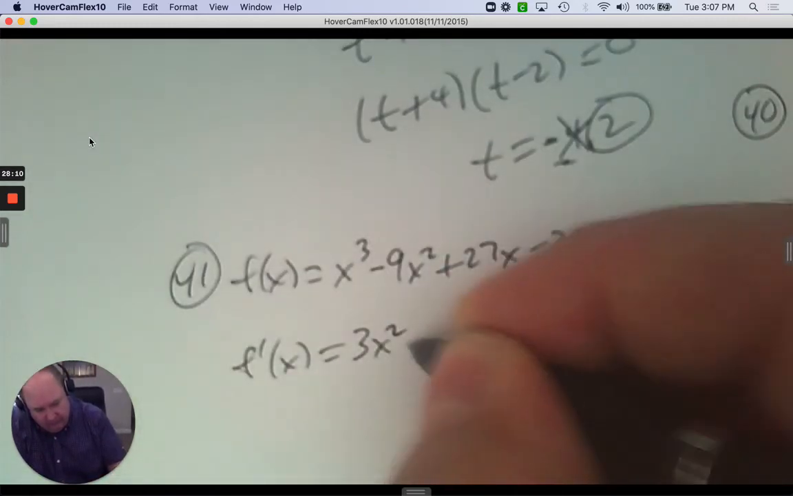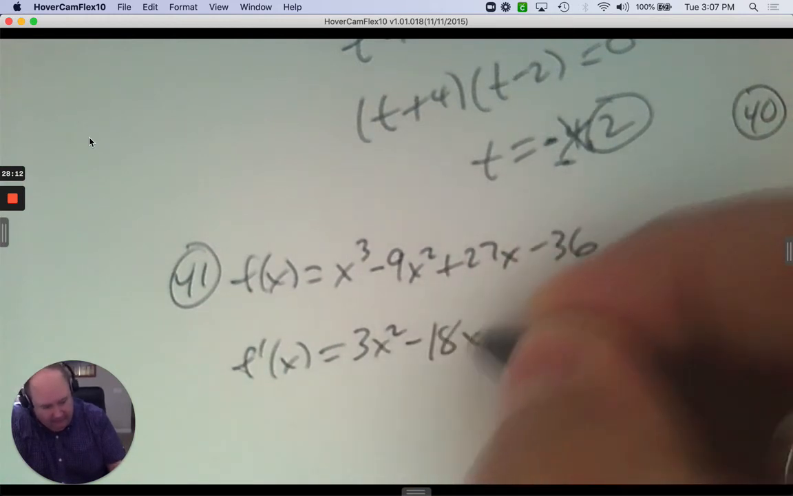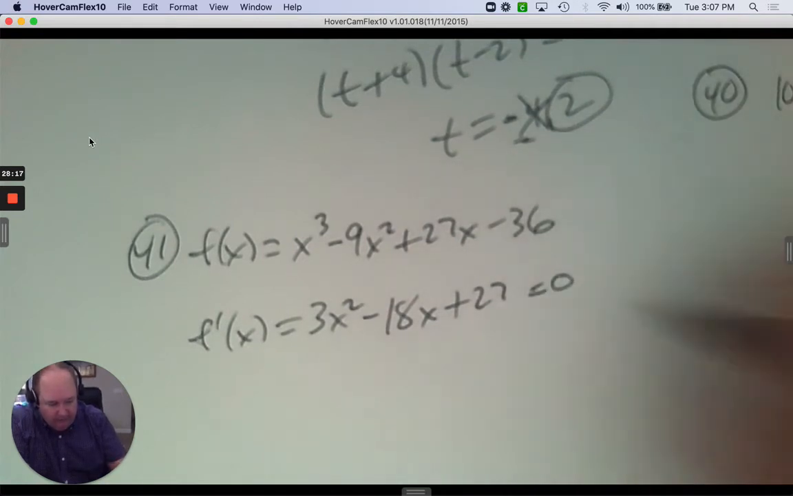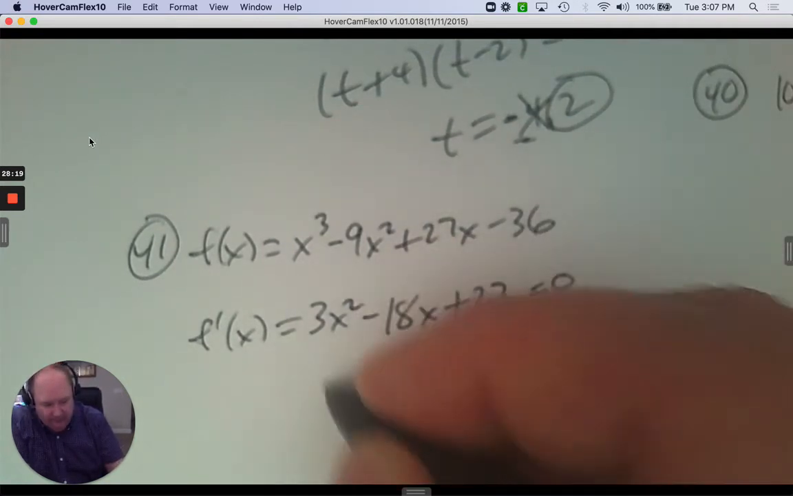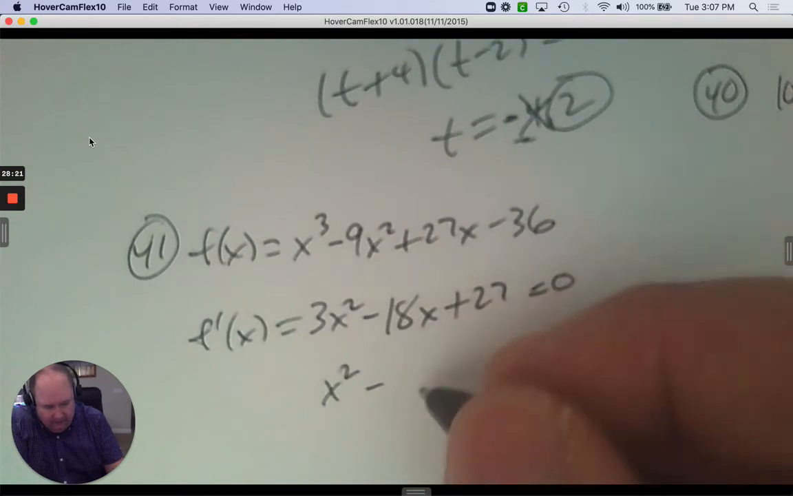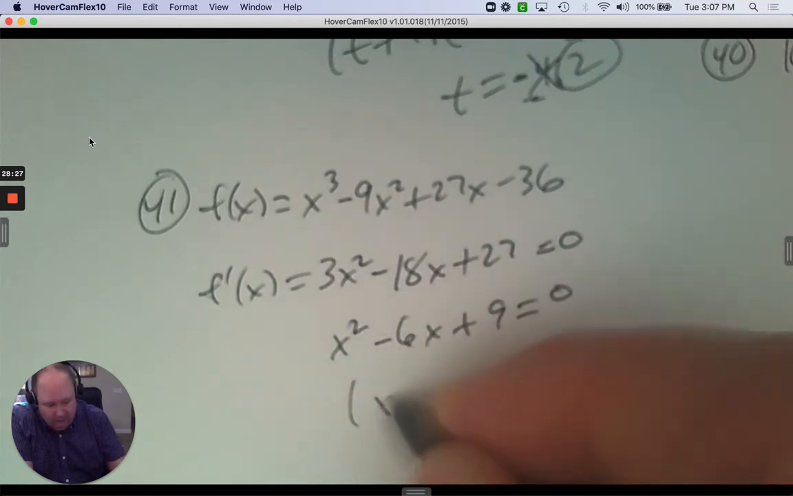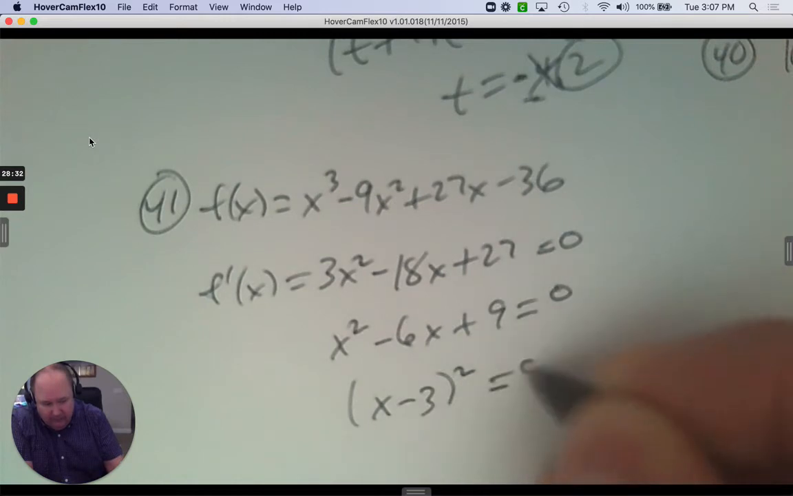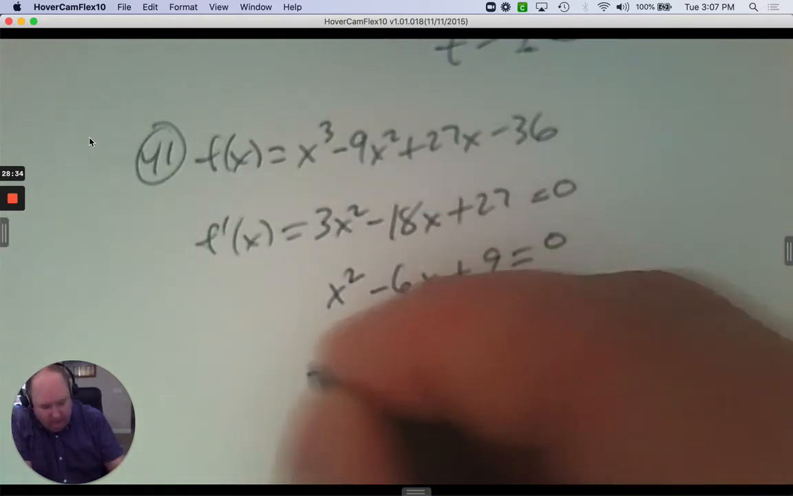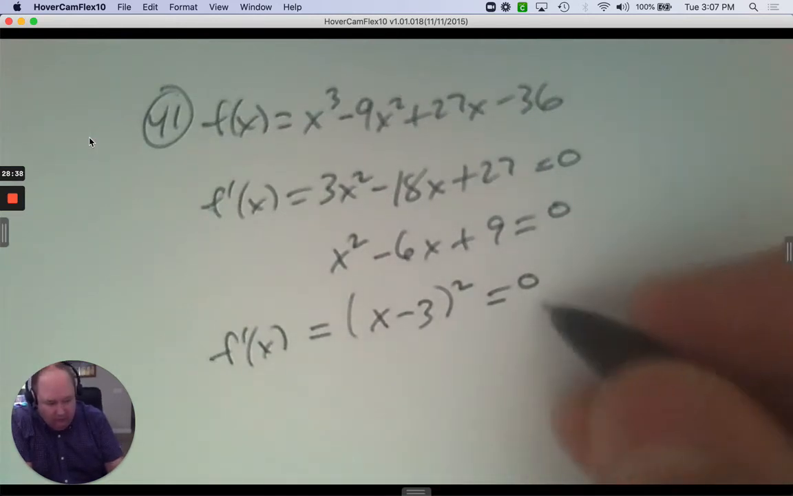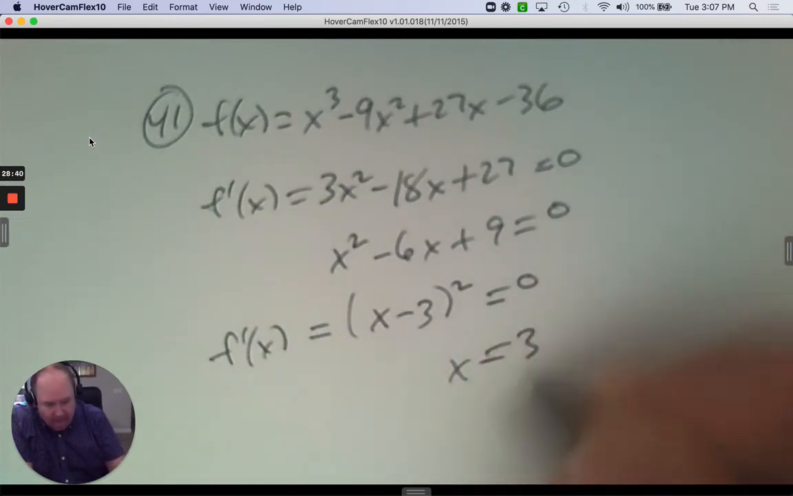That's 3x squared minus 18x plus 27. We're going to make it equal to 0, and we're going to solve this by factoring. So I'm going to factor out a 3. So I'm going to divide everything by 3 to begin with. And then what's left over, I'm going to factor. So the two numbers that multiply to 9 and add to negative 6 are negative 3 and negative 3. So I'm going to write that as negative 3 squared. That's the derivative right there. X subtract 3 squared. So if I solve it, the answer is positive 3.